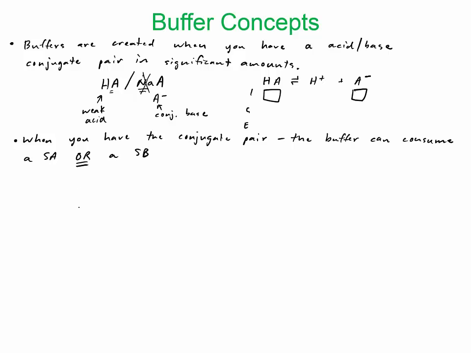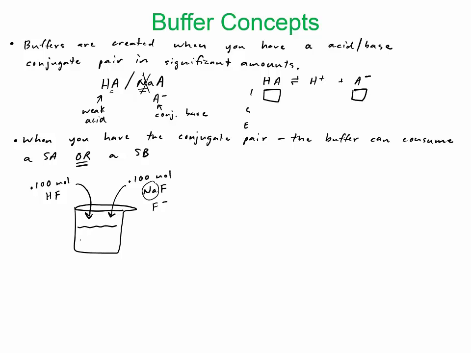For example, let's say you have a solution of 0.100 moles of HF, and this is added to a beaker. Also you have 0.100 moles of NaF, which, as we know, the Na doesn't do anything, so really what you have is 0.100 moles of F minus. So this is also in the solution. So you have the acid-base conjugate pair.